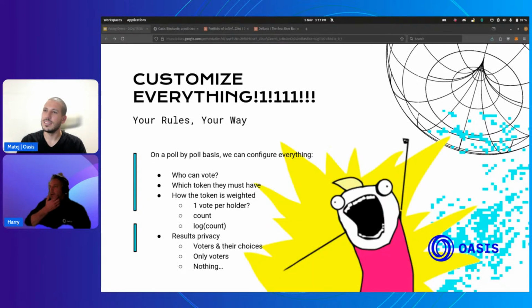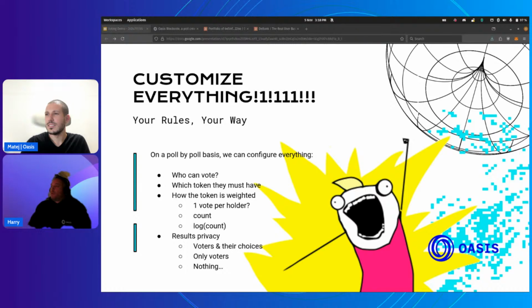And what we've built is this completely customizable voting system. You have control over everything on a poll by poll basis. And when I say everything, we're really trying to make everything customizable. So you can fine tune exactly who gets to vote and how their votes are weighted. Maybe you want to reduce whale influence by using a logarithmic scale of the tokens, or perhaps you want a more democratic voting system where everybody gets exactly one vote regardless of their holdings.